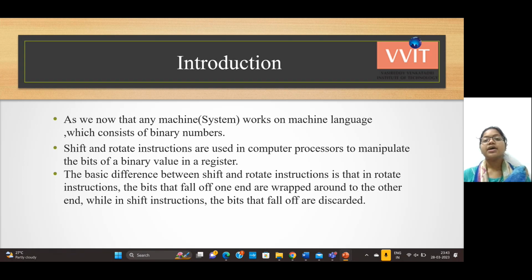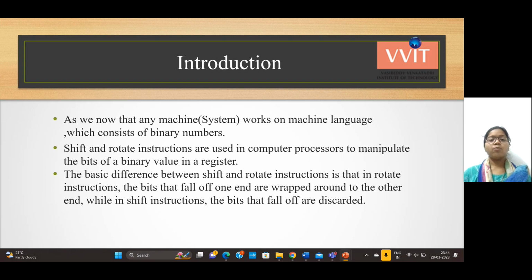In rotate instruction, if the left-hand side bit falls off, then the same bit is wrapped back to the left side. When the right side bit falls off, the same bit will be wrapped back to the right end. This is how a rotate instruction works. Whereas in shift instruction, once the bit falls off, it will be ignored or discarded. It will not be wrapped back to the other end. That is the major difference between the shift and the rotate instruction.